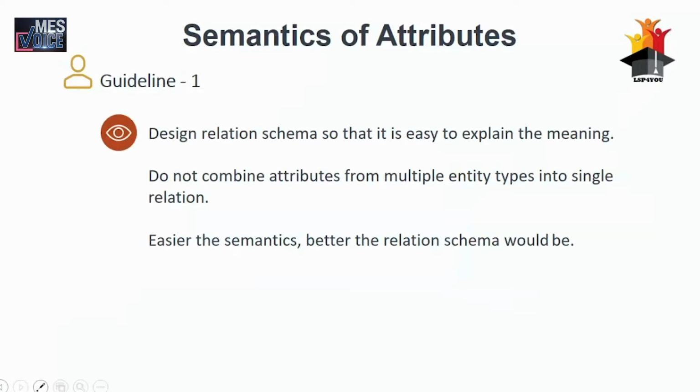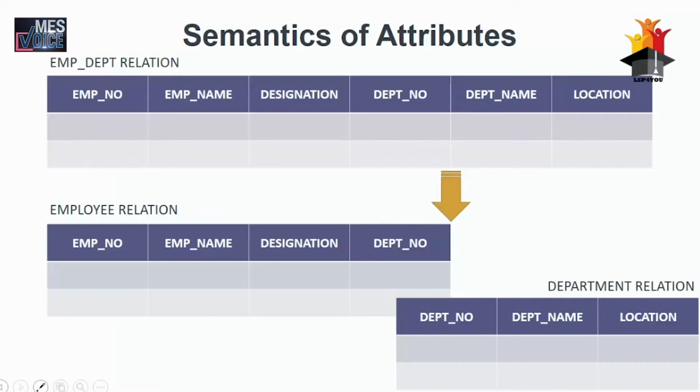So let us see guideline 1. Design a relation schema so that it is easy to explain its meaning. That is, every single attribute is related to the others and it explains the meaning of an entity type or relationship type. Informally, each tuple in a relation should represent one entity or relationship instance. Do not combine attributes from multiple entity types into a single relation. In the employee department relation, we mix the attributes of two different entities in a single relation. So actually this violates guideline 1.